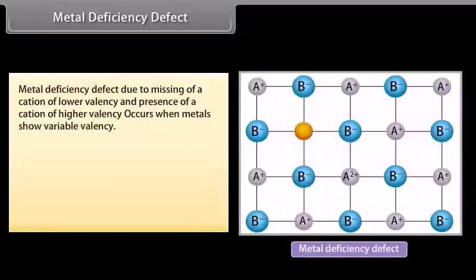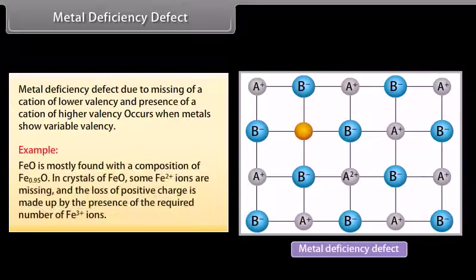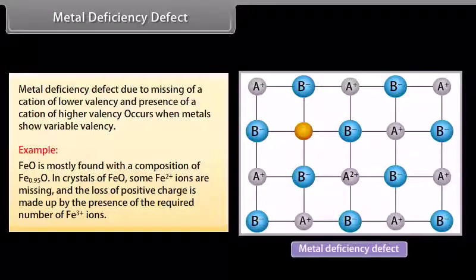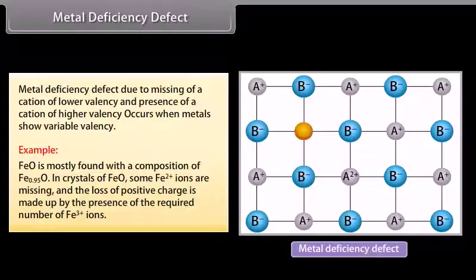Metal deficiency defect. A metal deficiency defect, due to the missing of a cation of lower valency and the presence of a cation of higher valency, occurs when metals show variable valency. Example: FeO is mostly found with a composition of Fe0.95O. In crystals of FeO, some Fe2+ ions are missing, and the loss of positive charge is made up by the presence of the required number of Fe3+ ions.